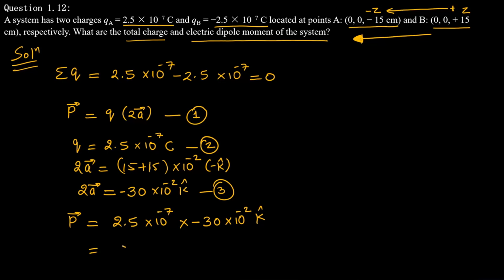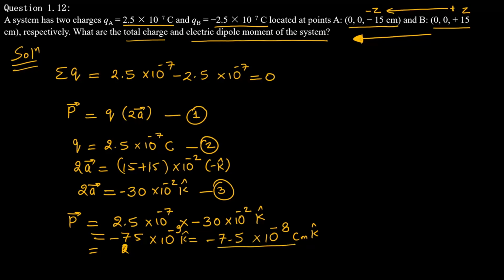So if I multiply, then it will be 75 into 10 raised to minus 9, or you can say minus 7.5 into 10 raised to minus 8 coulomb into meter k cap. I hope it is clear to everyone now. Note down this.